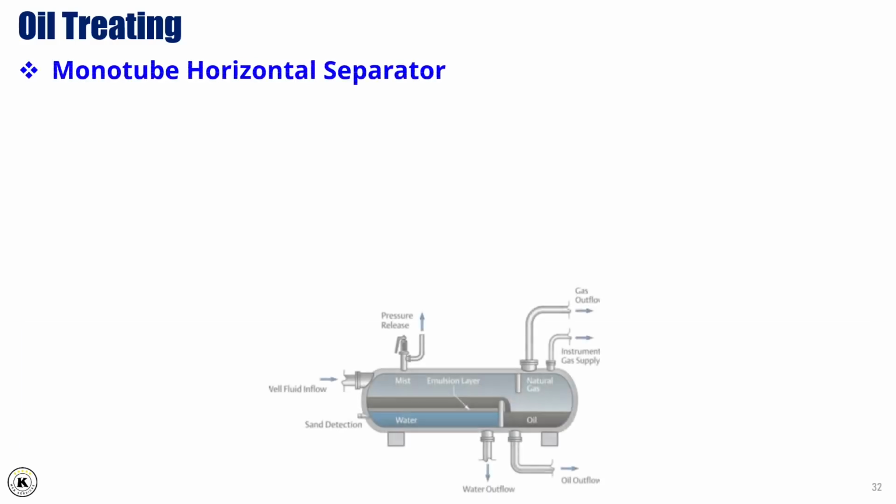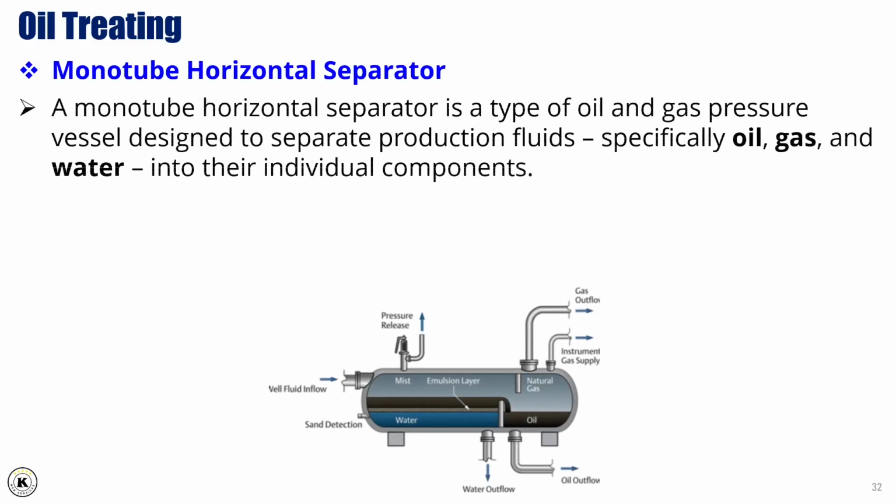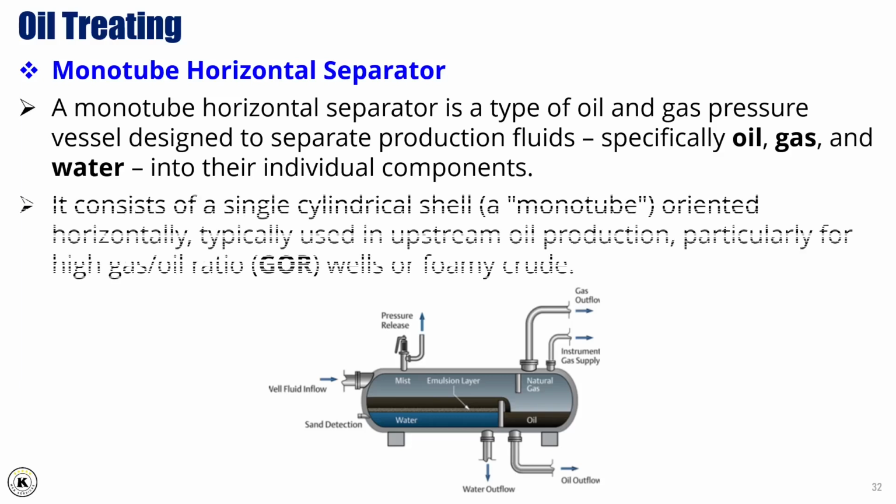Monotube horizontal separator. A monotube horizontal separator is a type of oil and gas pressure vessel designed to separate production fluids, specifically oil, gas, and water, into their individual components. It consists of a single cylindrical shell, a monotube, oriented horizontally, typically used in upstream oil production, particularly for high gas-oil ratio, GOR, wells or foamy crude.